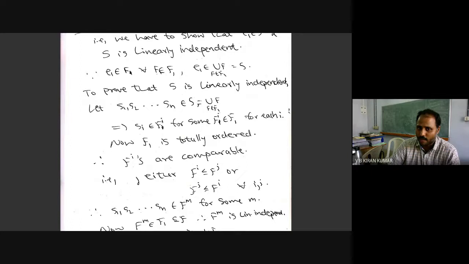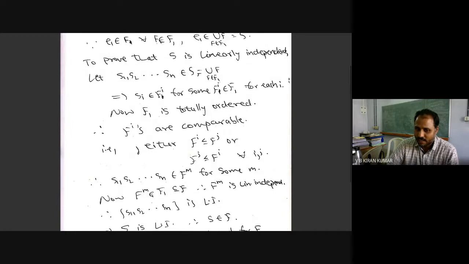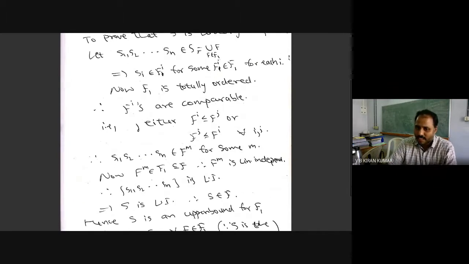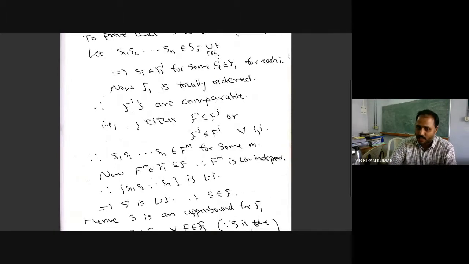F1 will be contained in F2 or like that. So you can find a larger one. So what happens is that each of s1, s2, etc., sn will be in some Fm, in a single one. You can put everything in a single one. Since the elements of that single set are linearly independent, you can easily prove that s1 to sn is also linearly independent.